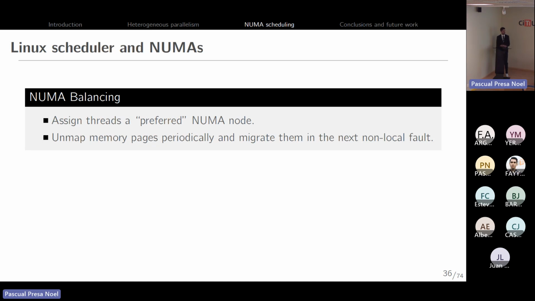The first one is known as NUMA balancing, and this patch assigns each thread a preferred NUMA node. So the scheduler should try to execute that thread in that particular node. It also unmaps memory pages periodically, so those pages are migrated in the next non-local page fault.